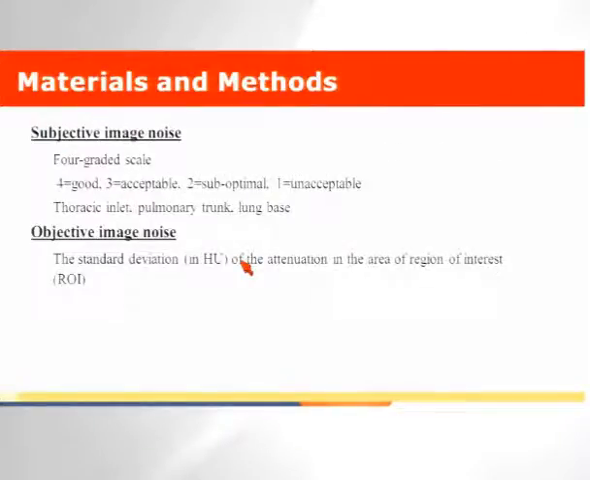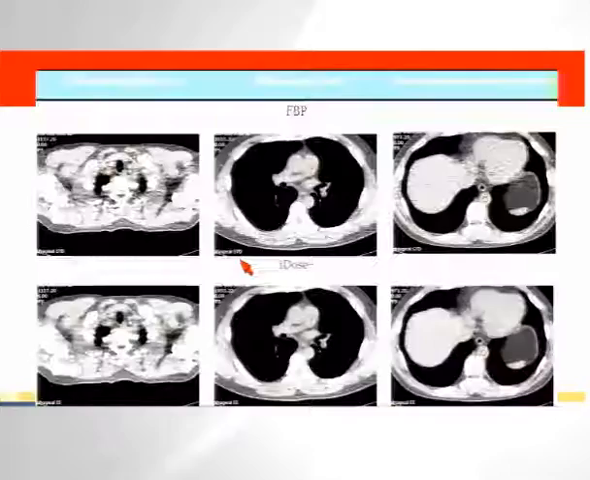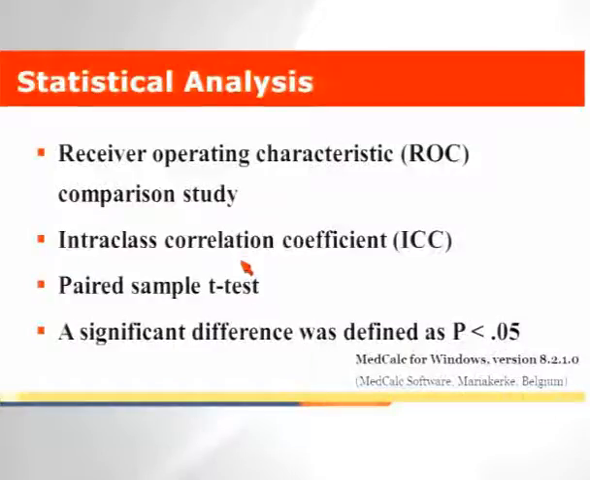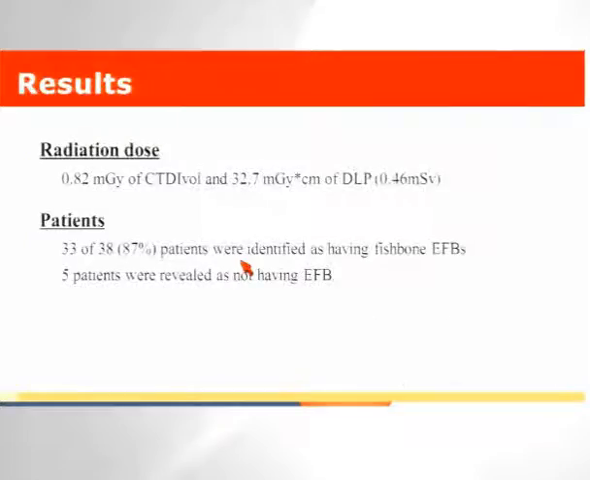Subjective image noise was recorded using a 4-grade scale at the thoracic inlet and neck, pulmonary trunk, and lung base levels. The standard deviation of attenuation in the ROI was measured and used as the objective image noise. Circular ROIs were placed in the left brachiocephalic vein, pulmonary trunk, and descending aorta at the lung base. Statistical analysis was performed as follows. Here are the results of our study.